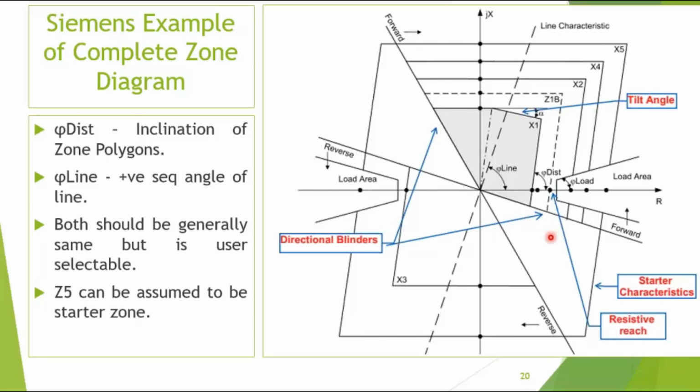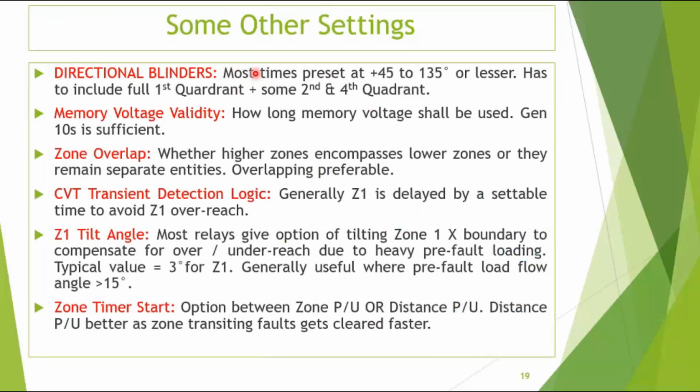Now, going back to the previous slide, this is a directional blinder. Most times preset at plus 45 to 145. Sorry, this will be minus 45. Minus 45 to plus 135 or lesser. It has to include the full first quadrant, that is a must, and some part of second and fourth quadrant.